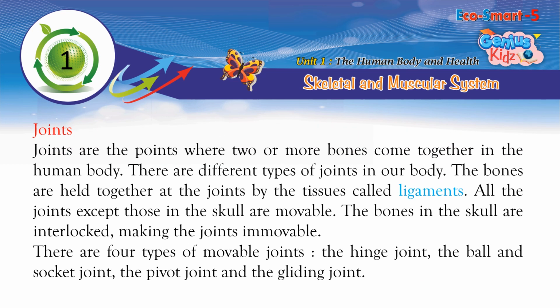Joints. Joints are the points where two or more bones come together in the human body. There are different types of joints in our body. The bones are held together at the joints by the tissues called ligaments. All the joints except those in the skull are movable. The bones in the skull are interlocked, making the joints immovable. There are 4 types of movable joints: the hinge joint, the ball and socket joint, the pivot joint, and the gliding joint.